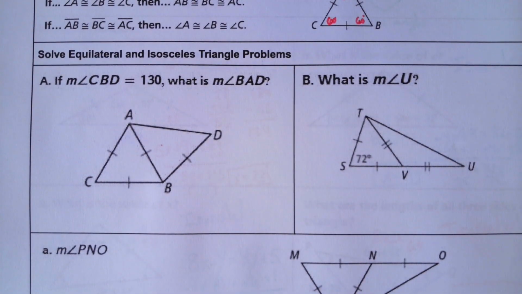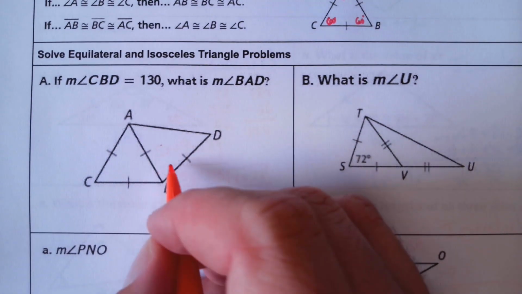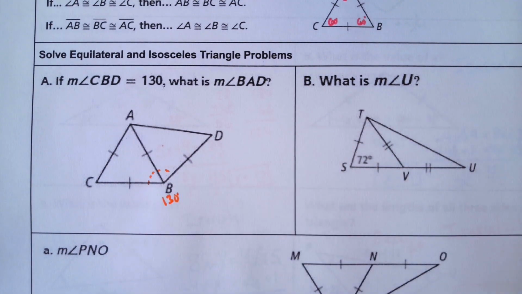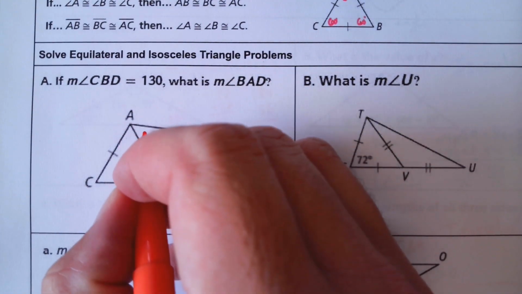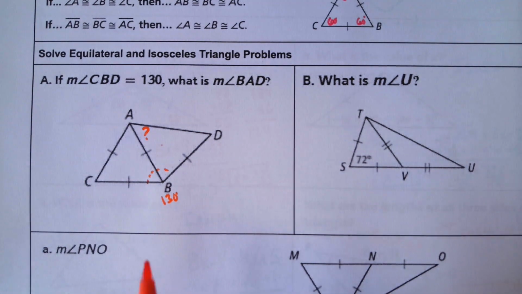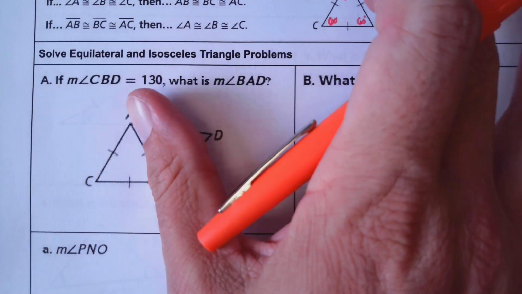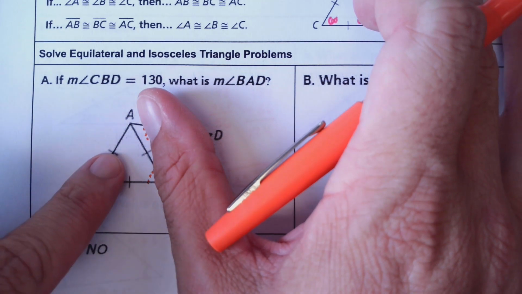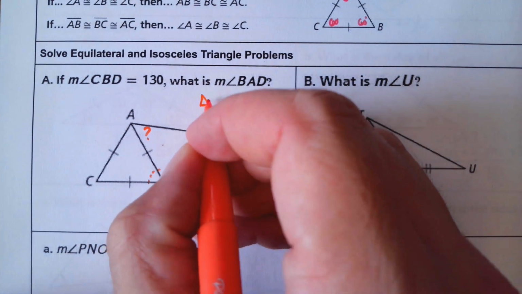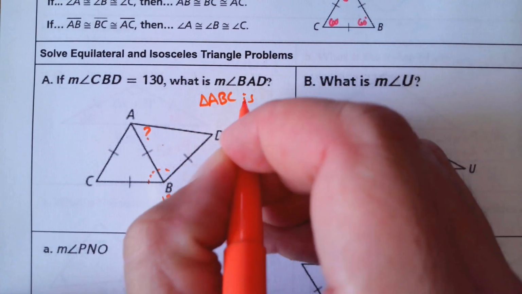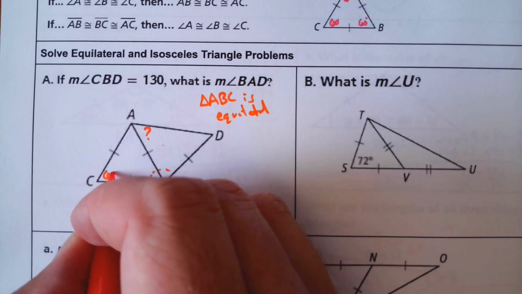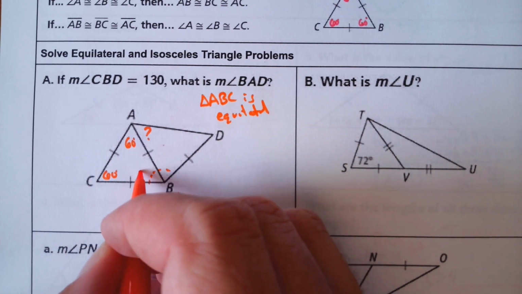All right, so let's solve. So if the measure of angle CBD, so this angle here is 130, so we're talking about this part here, this is 130. What is BAD? So we're looking for this one. All right, so we got two triangles. Let's talk about what we notice. So ABC, this triangle, well, 1, 2, 3, 3 equal sides. So triangle ABC is equilateral. Now that's equilateral. That means that this is 60. That means this is 60, and that is 60.